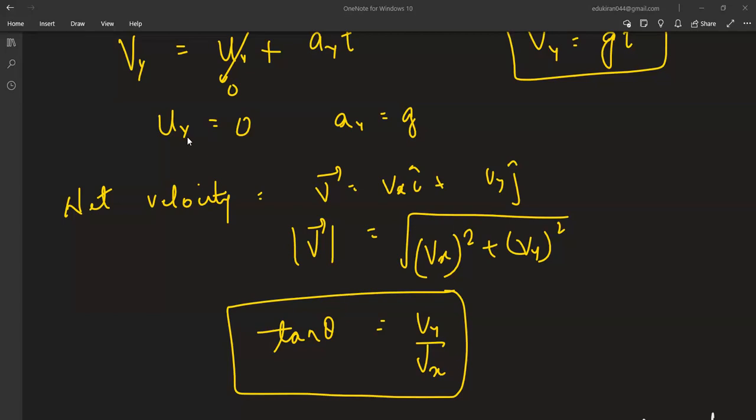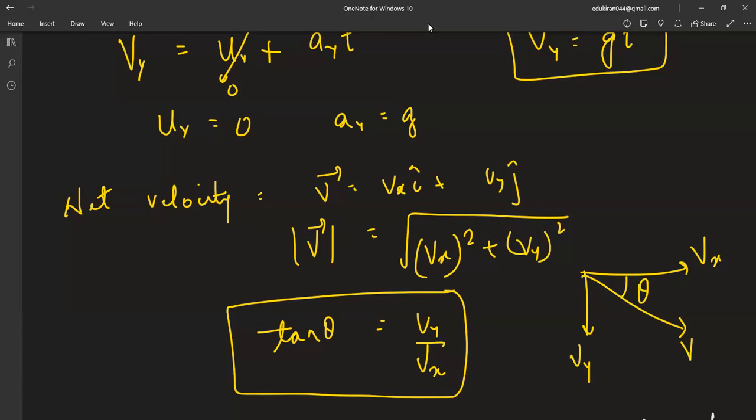Yes, yes. In the last year, the theta that we are taking is the angle that we consider when taking the parallelogram law into consideration. This is not the angle of projection. Yes, you are right. See, if this is V, this is Vx, this is Vy. So this we are talking about.